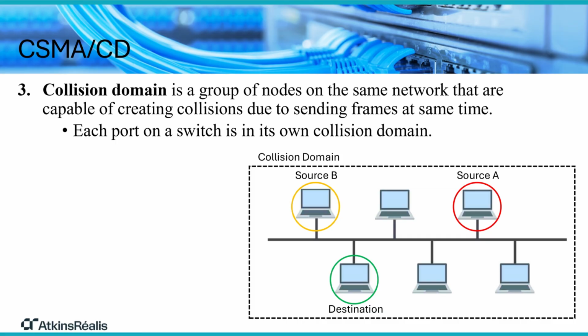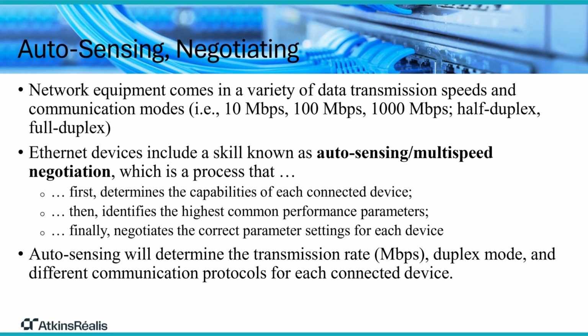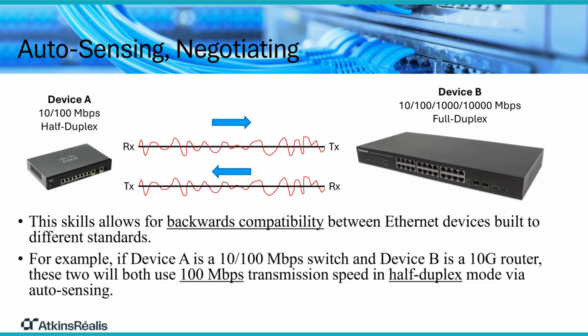The final piece of Ethernet's genius is its adaptability. We're talking auto-sensing or multi-speed negotiation. This is huge because you've got equipment from different eras, a brand new 10 gig router and an old 100 megabit controller. And this function lets them talk to each other. They automatically figure out the highest common speed and duplex mode they can both support and agree on it. So that 10 gig router and a 100 meg switch don't just fail, they negotiate down and communicate perfectly at 100 megabits per second. It's absolutely essential for backward compatibility in large evolving systems.